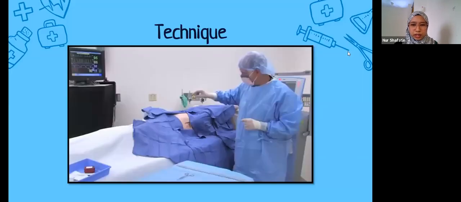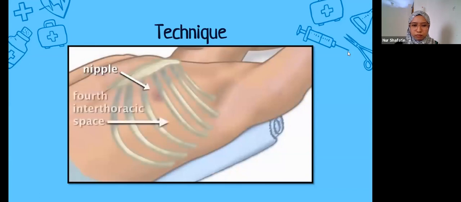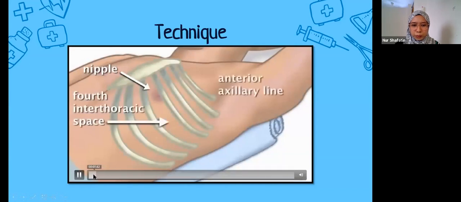So this is a video on standard technique. The most important landmark in the patient is the nipple. The nipple signifies roughly the 4th intercostal space, at which point the chest tube is then placed in the anterior axillary line, just lateral to the nipple, but at the same level.